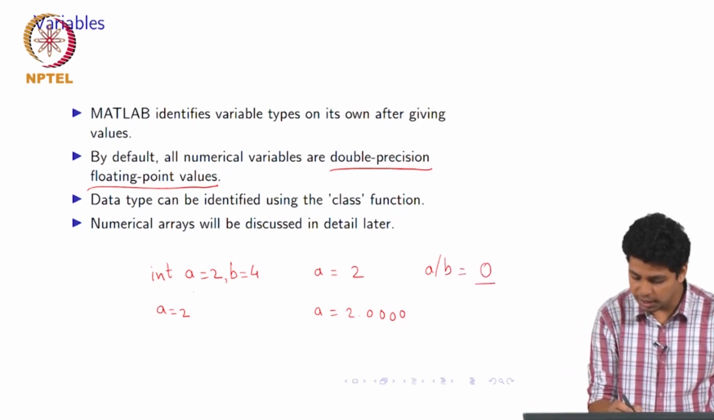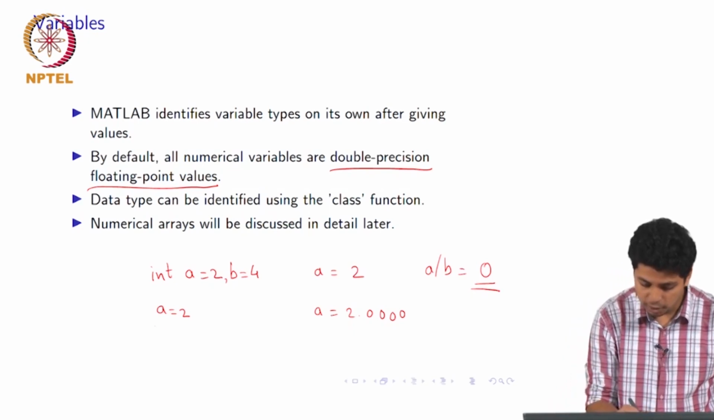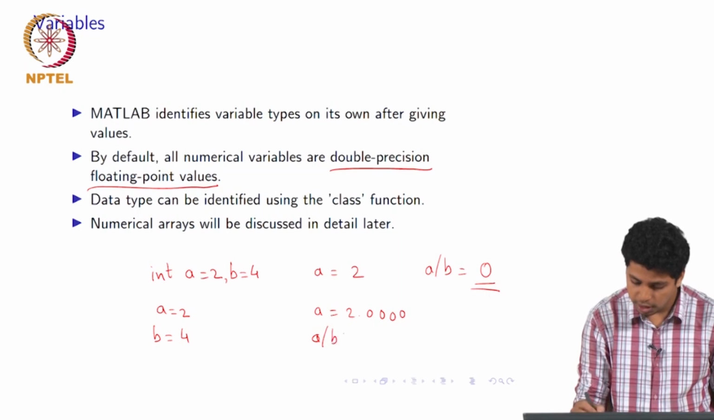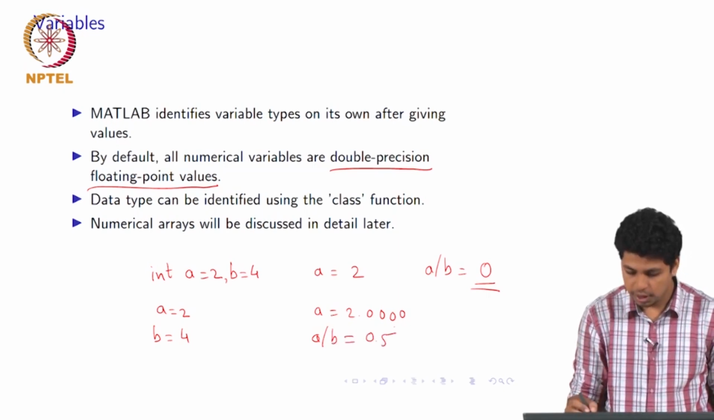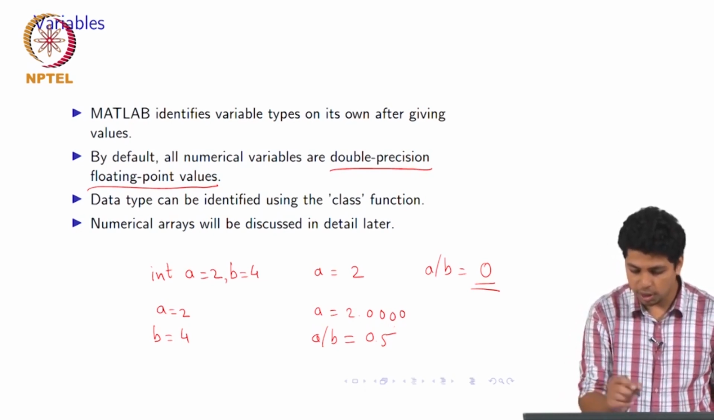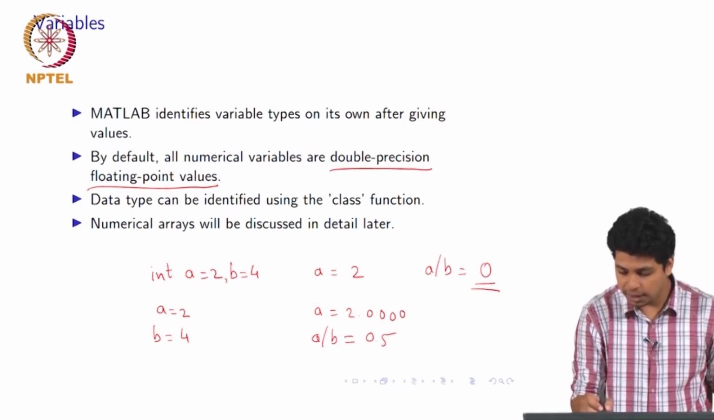Because both of these are integers, any operation done on two integer values should give you an integer output. But in MATLAB, if you just put b equal to 4 and you perform a division operation, it will give you an answer of 0.5. That is the difference. By default, any numerical value stored is stored as a floating point value. And the data type can be identified using the class function.